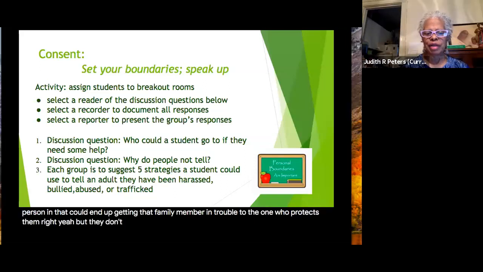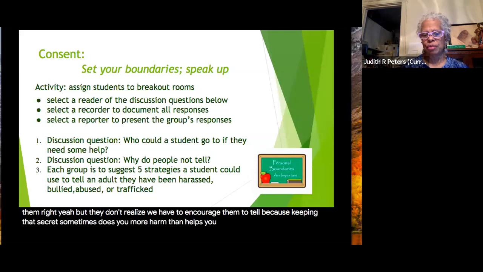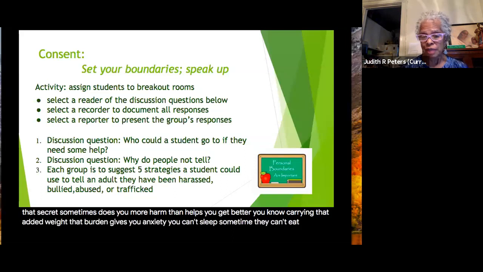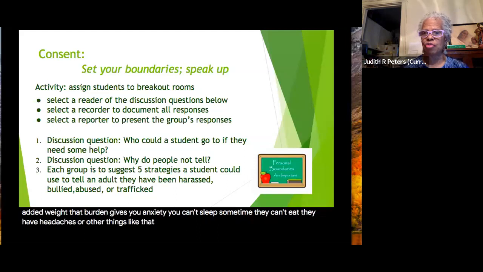Yeah, but we have to encourage them to tell, because keeping that secret sometimes does you more harm than helps you get better. Carrying that added weight, that burden, gives you anxiety, you can't sleep, sometimes they can't eat, they have headaches, other things like that, and they don't know why. So we want to encourage our students to really speak up for themselves and for each other.